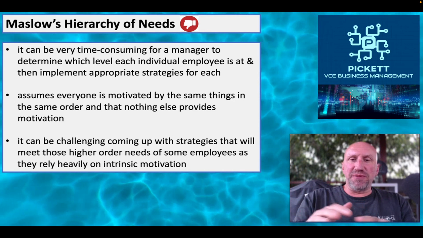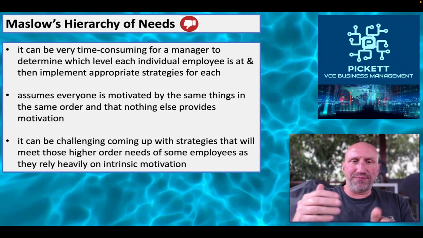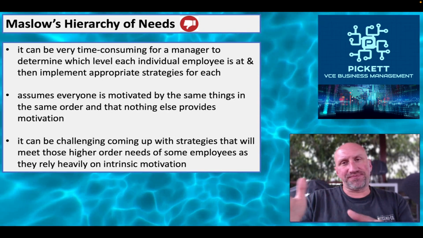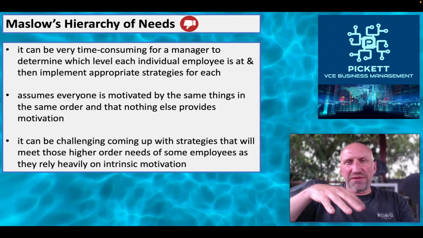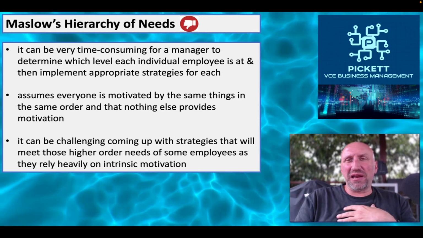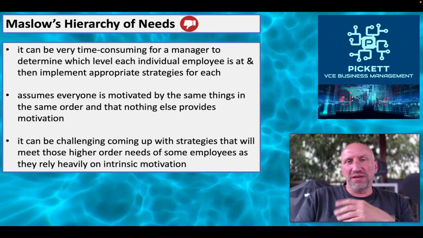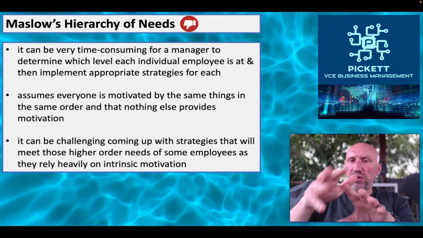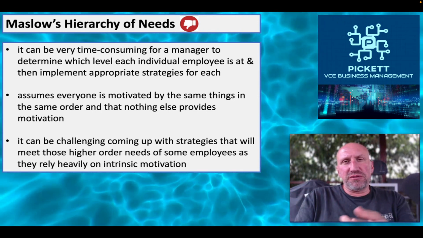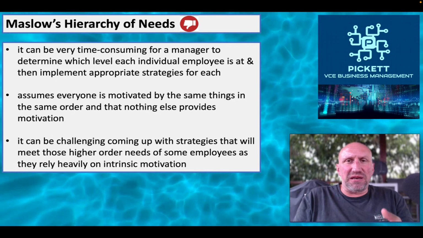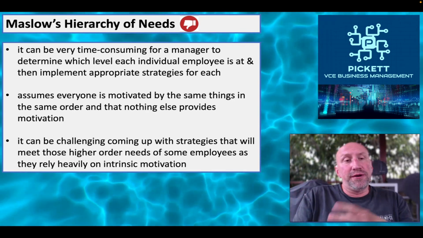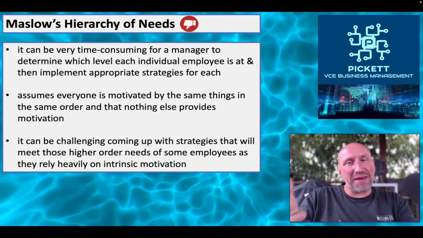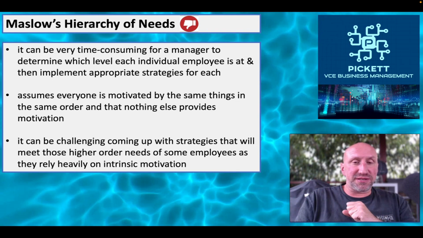It also assumes that everybody is motivated by the same things in the same order and that nothing else provides motivation. Now, look, for me, the hierarchy and the levels do make sense, and I think they align. I'm aligned with that. It does make sense for me, but humans are different. As we were talking about Maslow, and you were putting your notes, maybe you even thought, "Oh, this doesn't make sense to me. Like this would not motivate me in this order." So the assumption here is that everybody's motivated by the same things in the same order. That might not necessarily be the case.